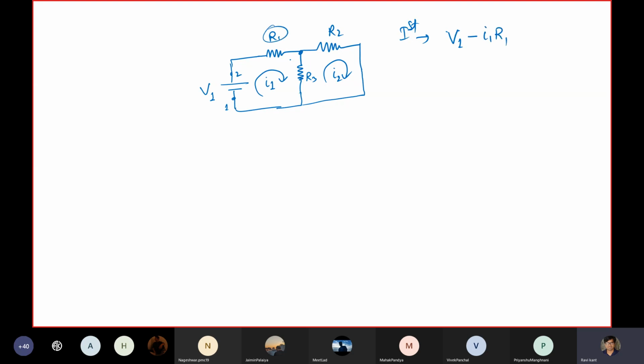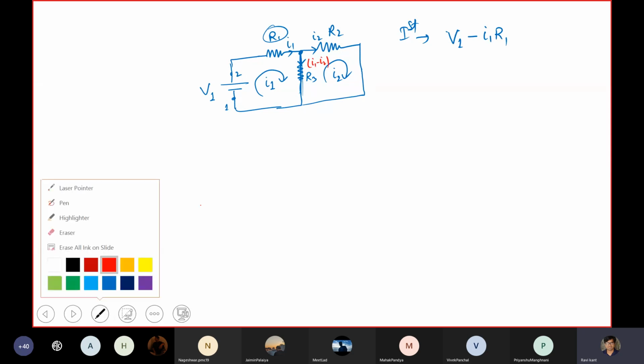And then I don't know what the current is that is flowing in this segment. What I'll do is, I1 was flowing till here and I2 was flowing till here. So what is the current that is flowing in this segment? That segment is I1 minus I2.